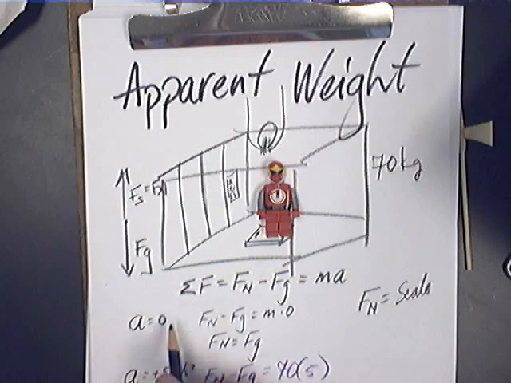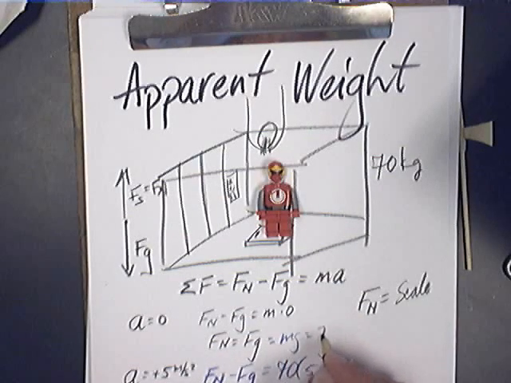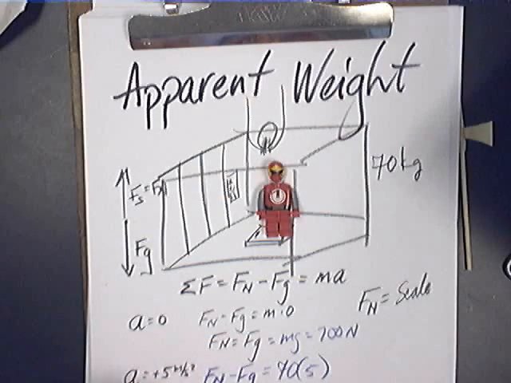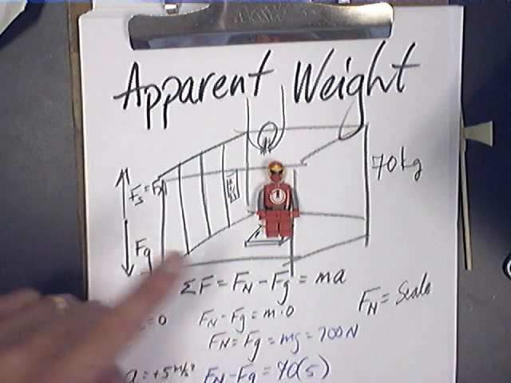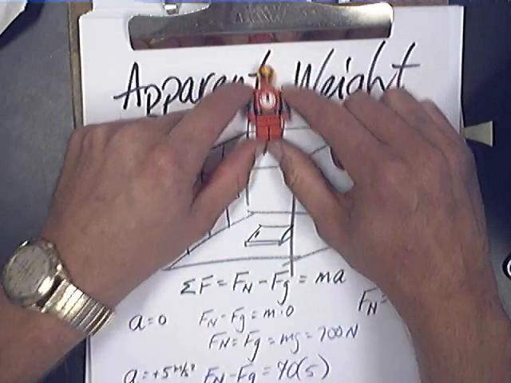So now it reads more than what it did when I was at rest, when it was just mg, which is 700 newtons. It's going to read higher. Well, it kind of makes sense because that scale is doing two things now. It's both supporting my weight and pushing me up.